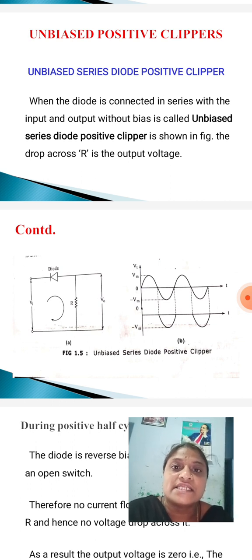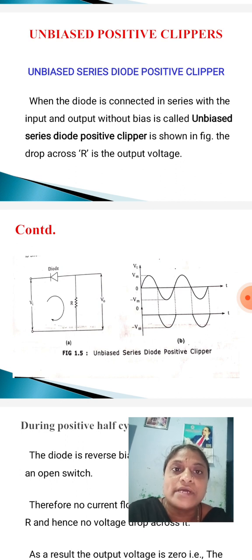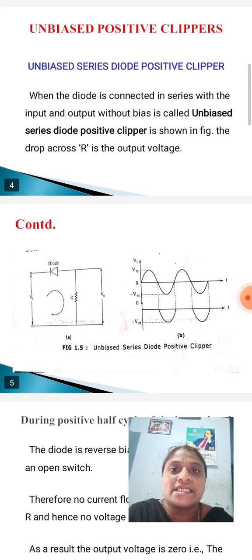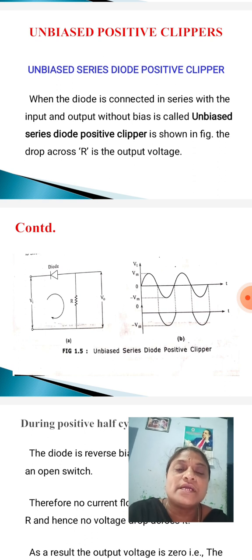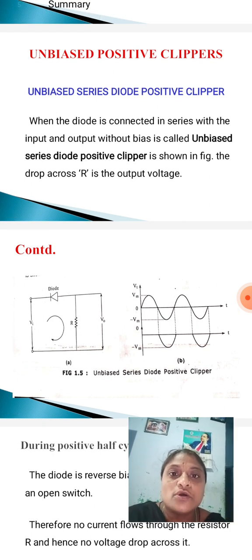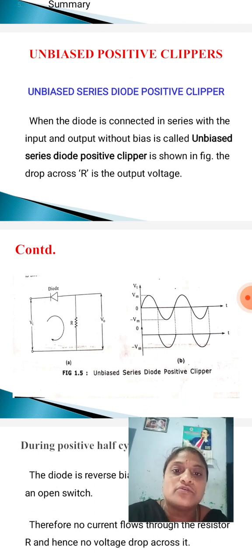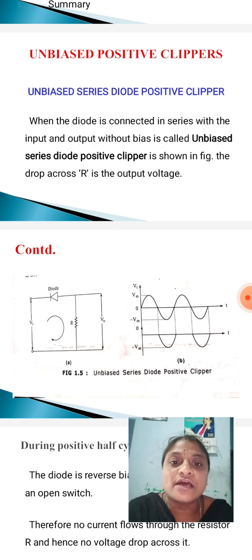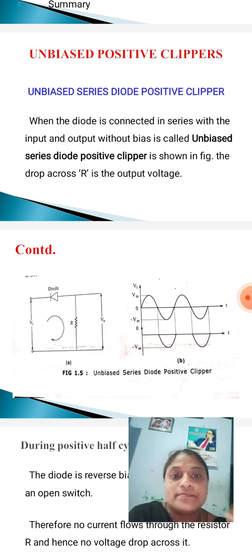What is the definition of unbiased series diode positive clipper? When the diode is connected in series with the input and output without bias, it is called an unbiased series diode positive clipper, as shown in the figure. Observe this figure. Here one resistor is connected. The voltage drop across the resistor is nothing but the output voltage.